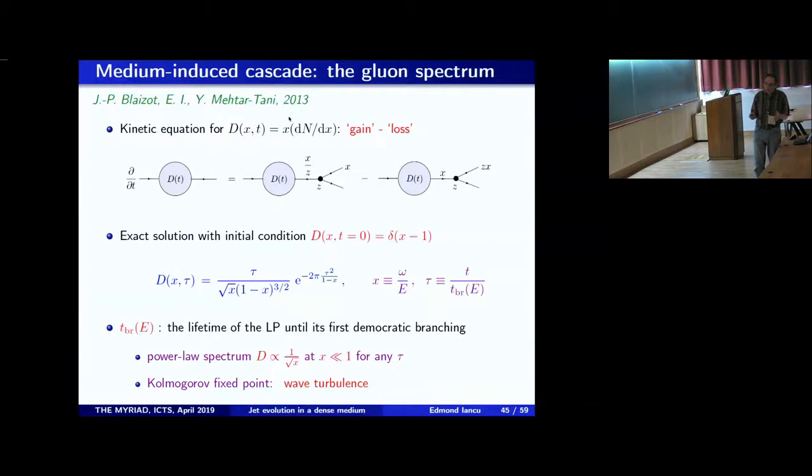Of course, at the LHC, the energy of the leading particle is so high that the branching time is much bigger than the medium size L, so this value of tau is much less than one. But in principle, you can use this equation to play with any value of tau.